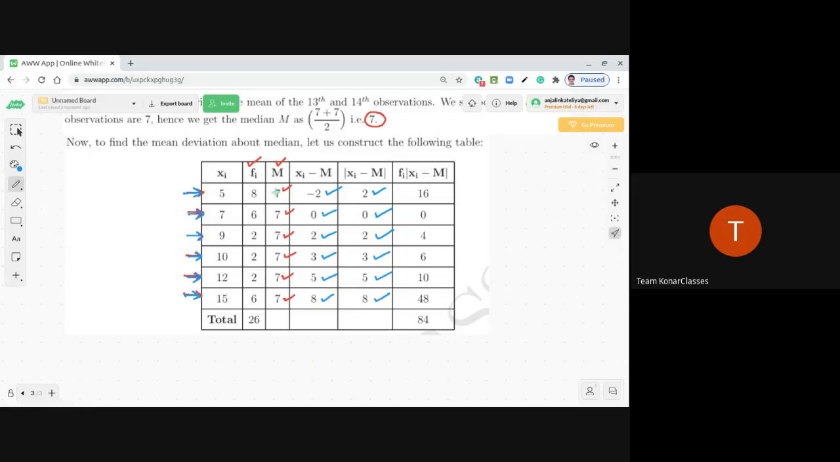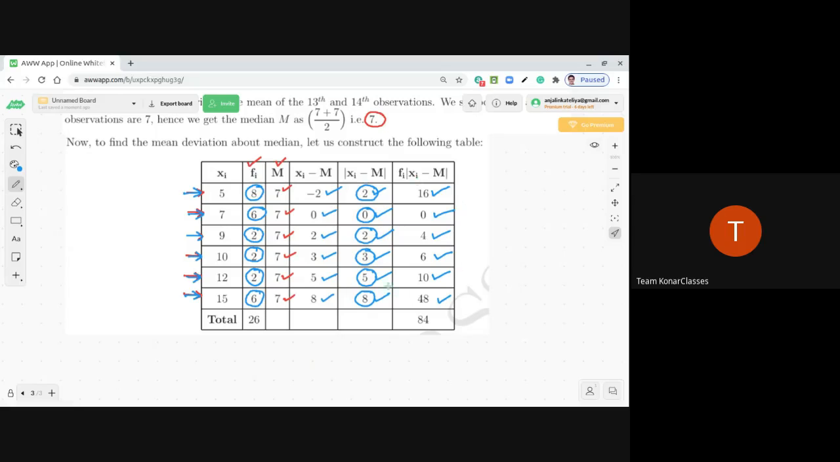After that, dear students, the frequency fi has to be multiplied with these absolute values. So 8 into 2, we get 16. Then 6 into 0, we get 0. Then 2 into 2, we get 4. Then 2 into 3, we get 6. Then 2 into 5, we get 10. And finally, 6 into 8, we get 48.